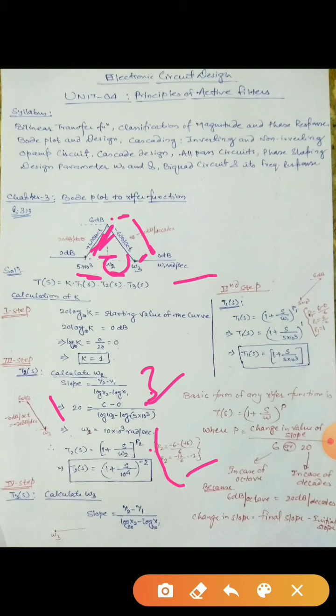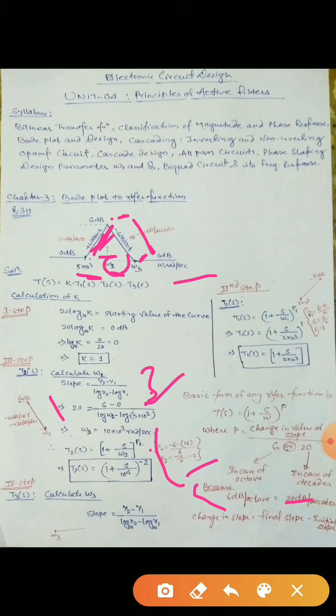But I already told you that plus 6 dB per octave is nothing but 20 dB per decade. So here I am changing the value of 6 dB per octave to 20 dB per decade. Why this change here? If we calculate the value in terms of 6 dB, then the base of the log will be 2.